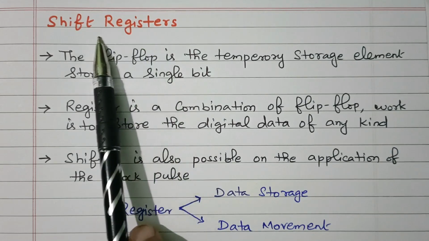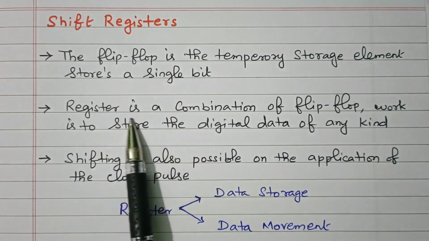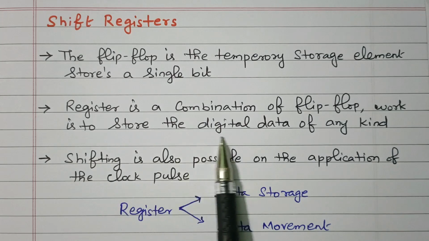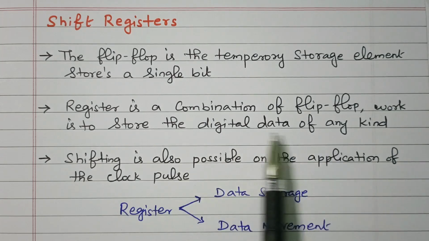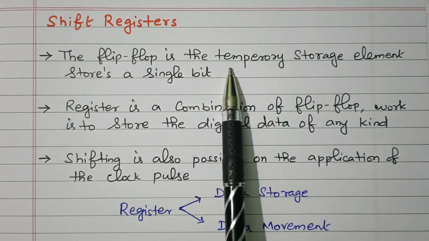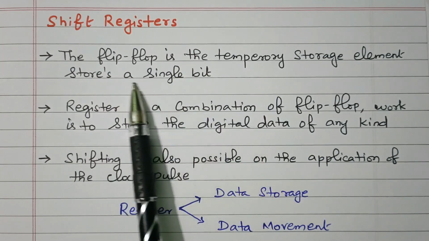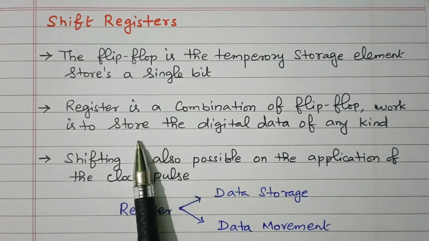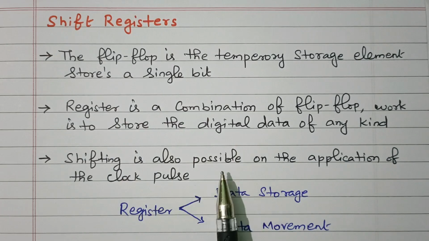Now we'll go to the topic shift register. Register is a combination of flip-flops. Its work is to store digital data of any kind. So registers are made up of flip-flops. We know that a flip-flop is a temporary storage element that will store a single bit. So by using flip-flops, the register is constructed in order to store the digital data.